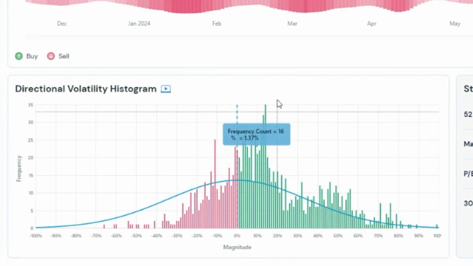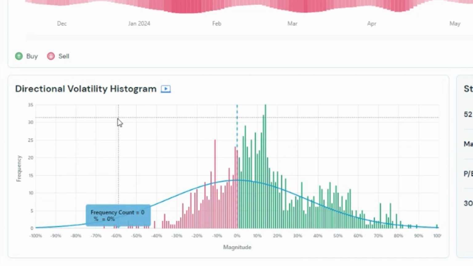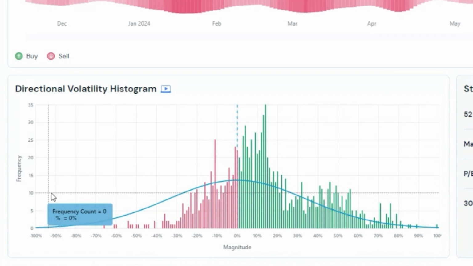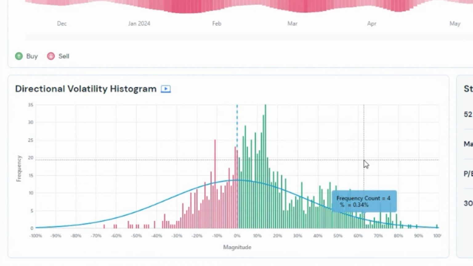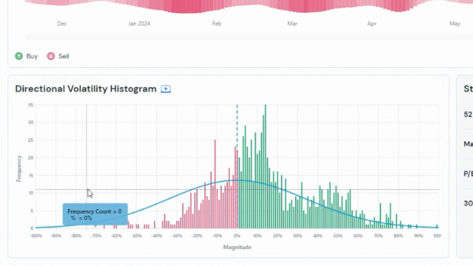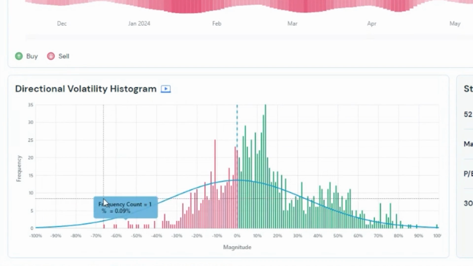Now down here on the left-hand side of every single stock that we have is the directional volatility histogram. And the way that you can look at it is multiple different ways. First, this example right here has a right-hand cluster. Lesser downside risk over recent history, right? There's more upside to this stock than downside to this stock.